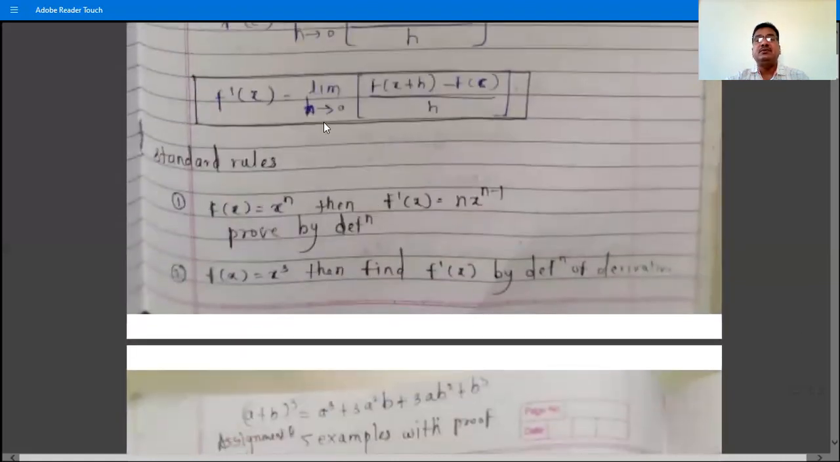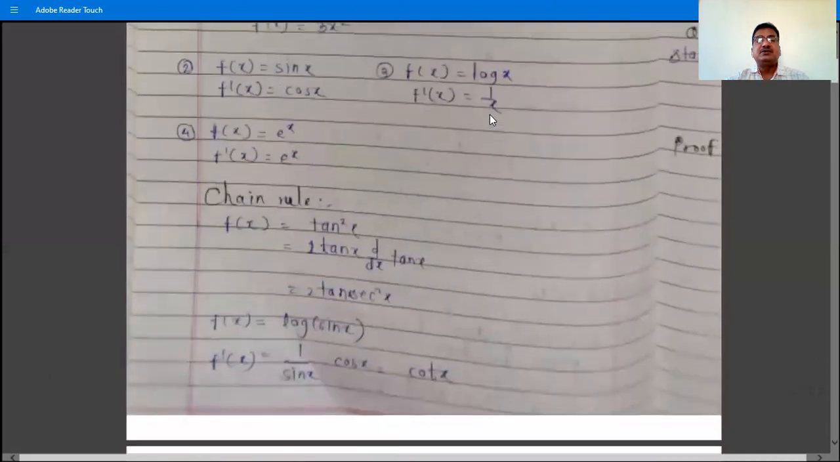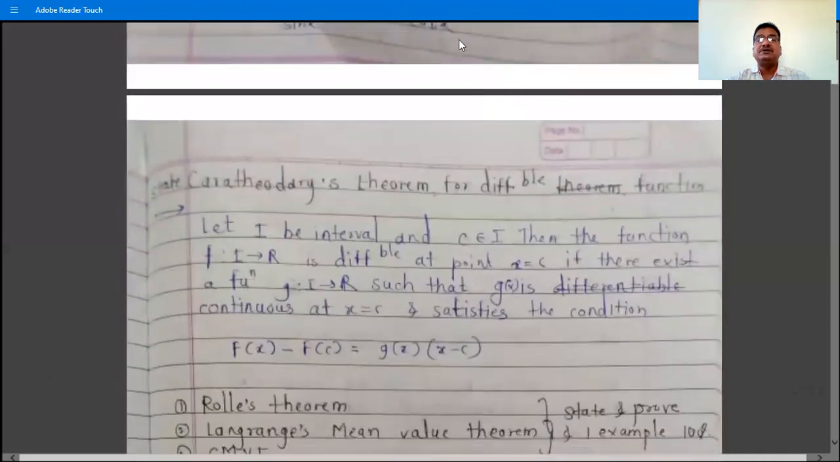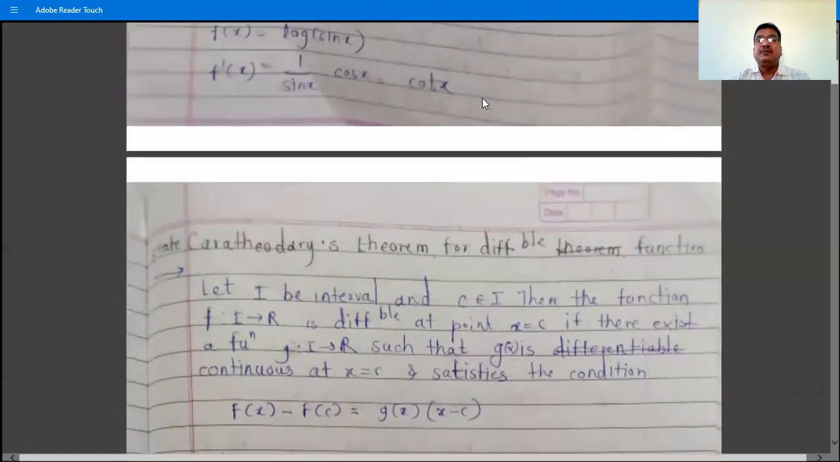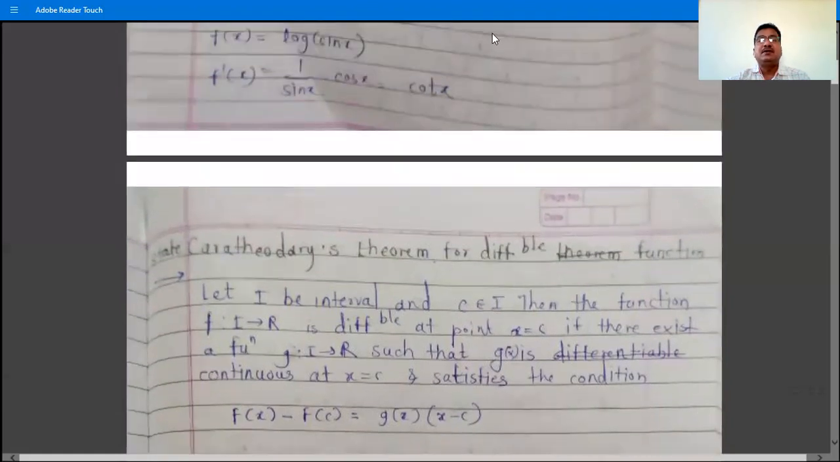that f dash x is equal to limit h tends to 0 of f of x plus h minus f of x divided by h. So write all the rules of derivative first here, and then give the proofs of all the examples by using the definition. That is, the derivative of the function by using the definition. So we will see the next topic, the theorems for differentiable functions, in the next lecture.